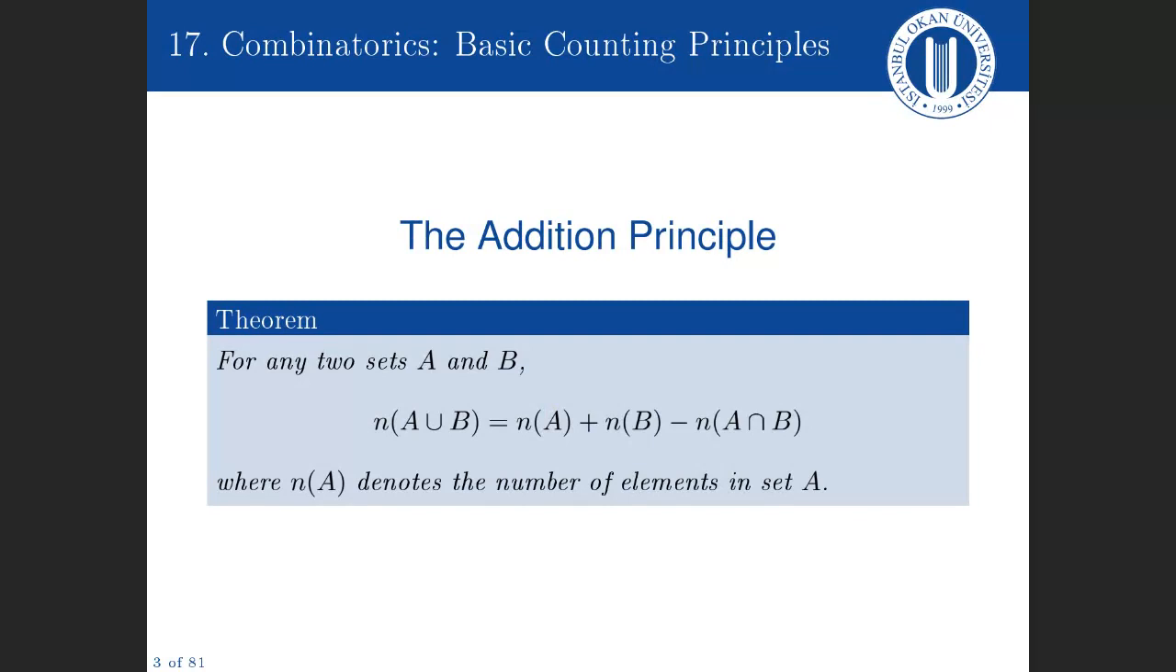We start with the addition principle. Let's suppose we have two sets, A and B, and let's suppose we know the number of elements in set A and the number of elements in set B. Then the number of elements in A union B is the number of elements in A plus the number of elements in B. But if we do that, then we're going to be counting some elements twice. The elements which are in both A and B, we would count twice. So we need to subtract the number of elements in A intersection B.